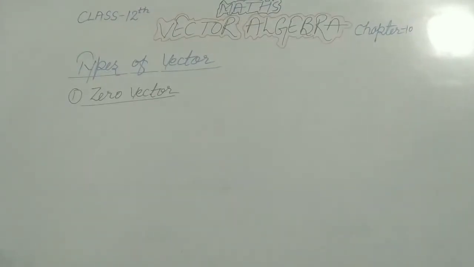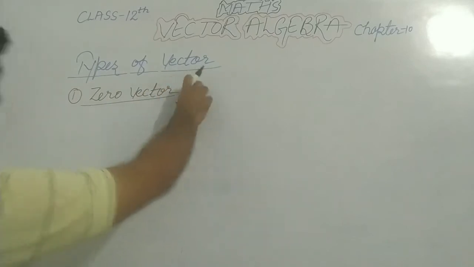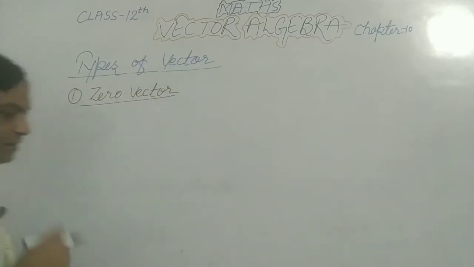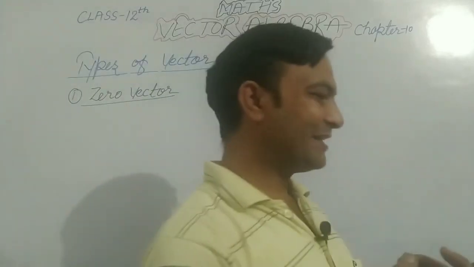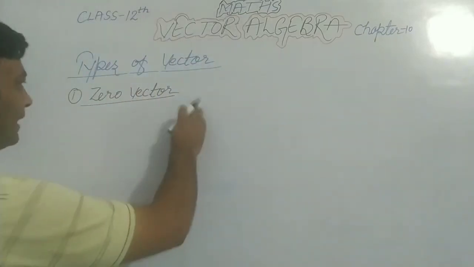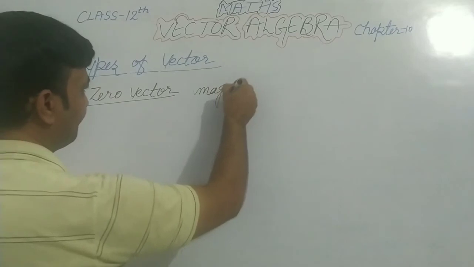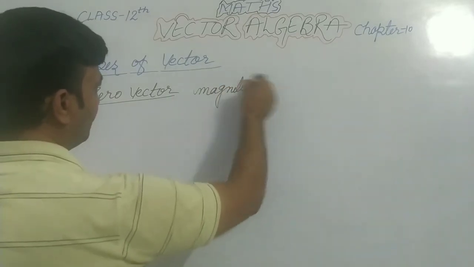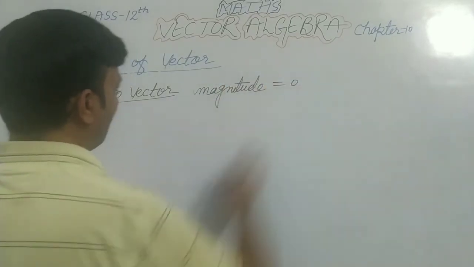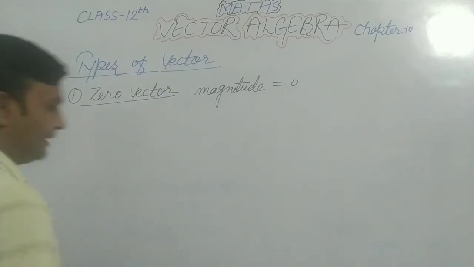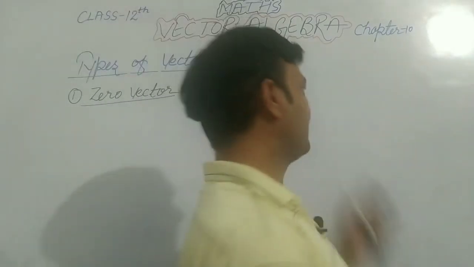Now let's understand types of vector. In types of vector, first we have the zero vector. So what is the zero vector? If the magnitude of any vector is zero, that vector is known as the zero vector.